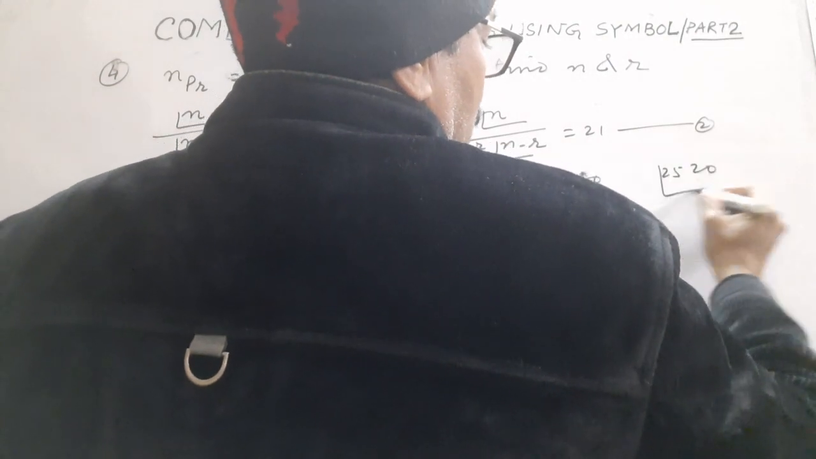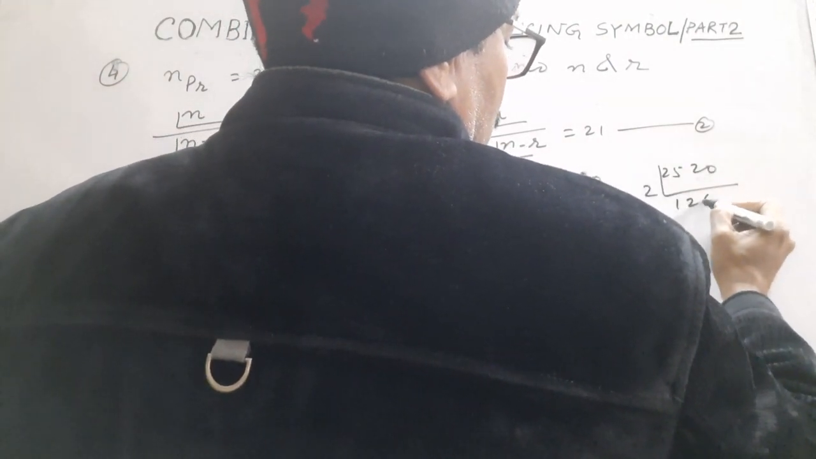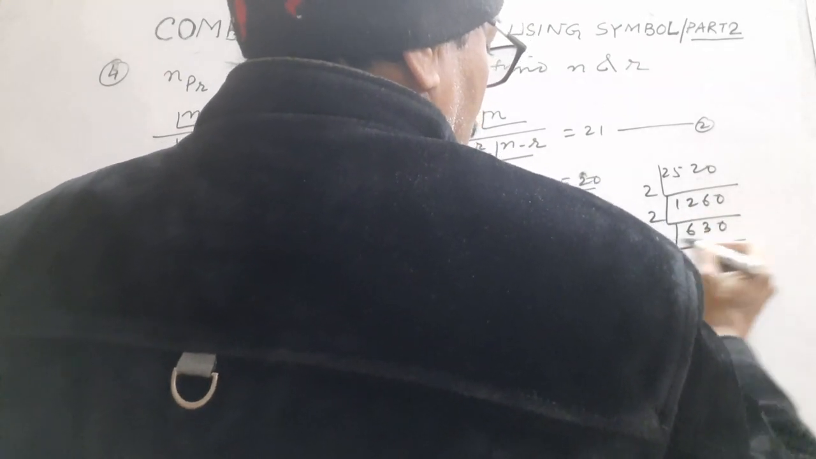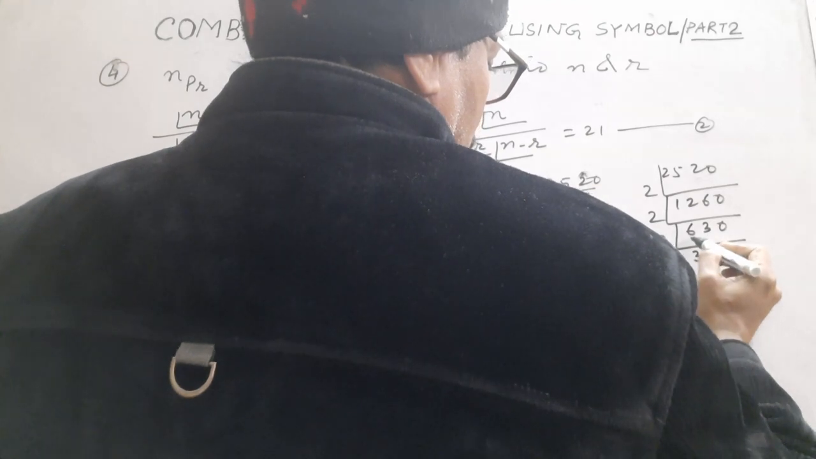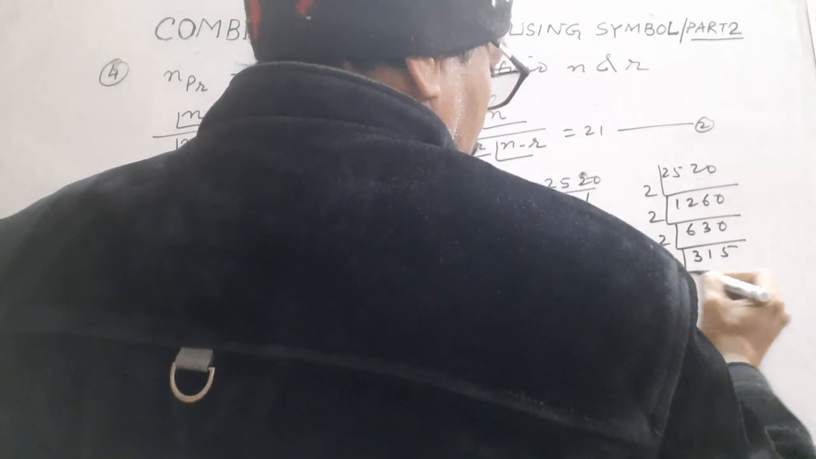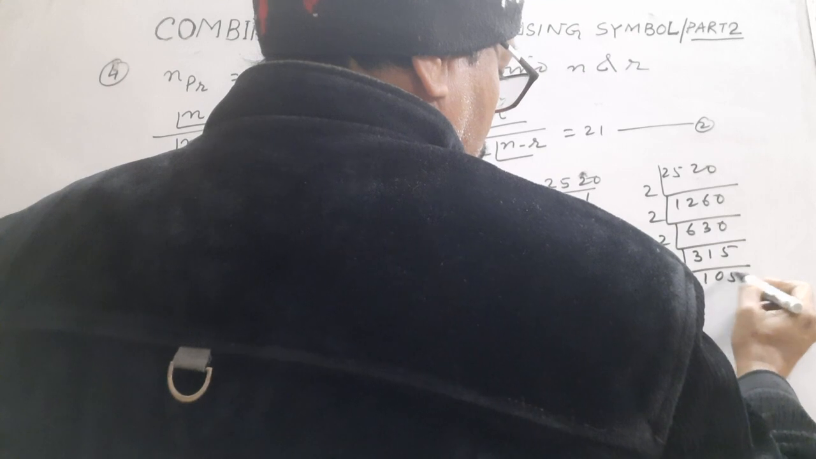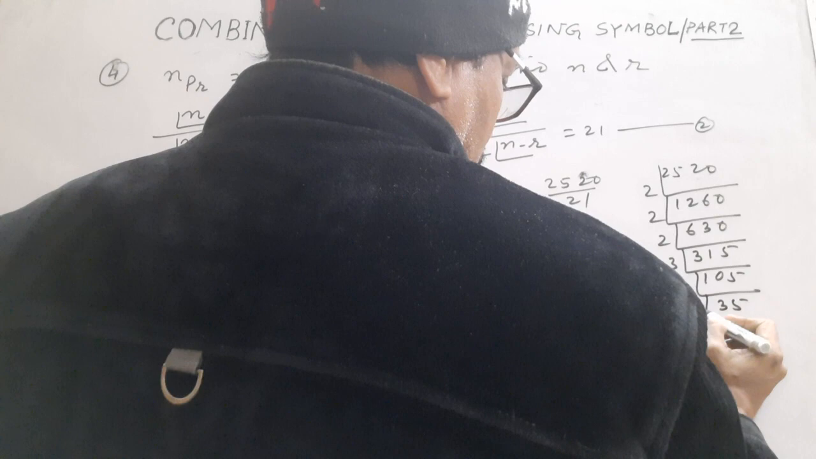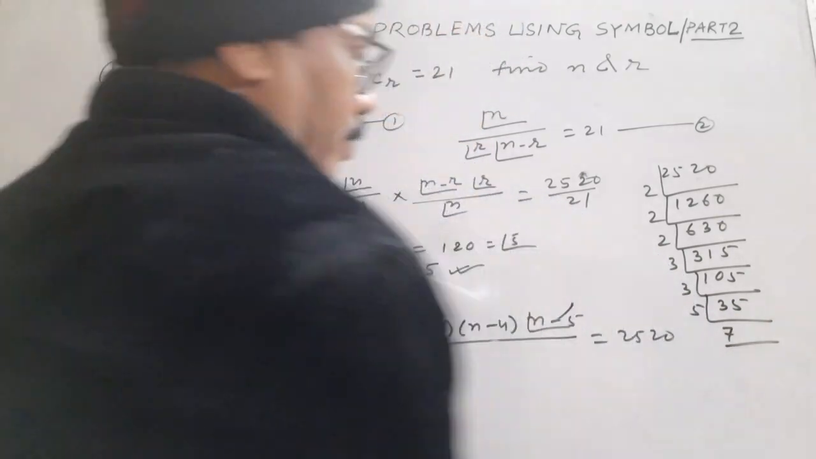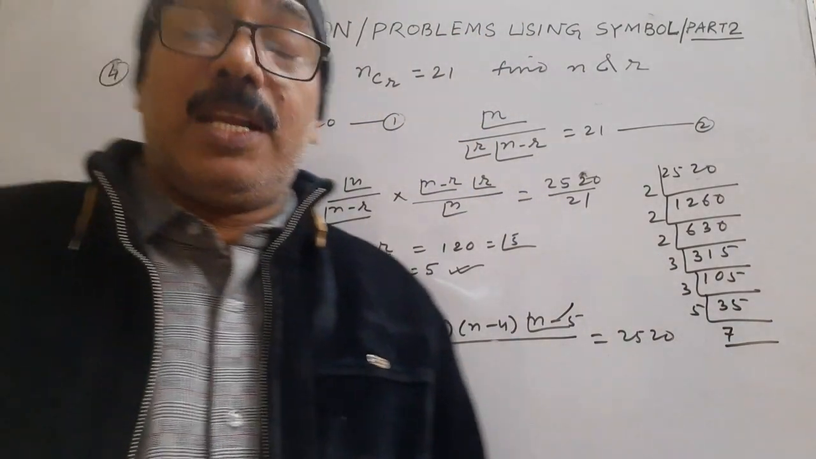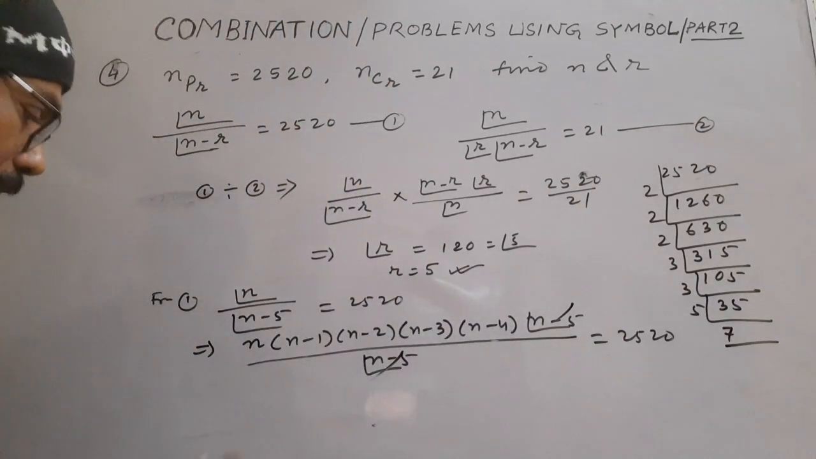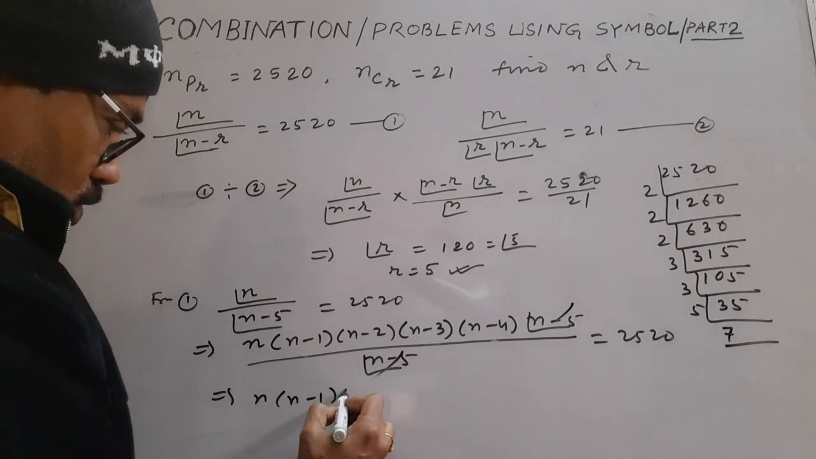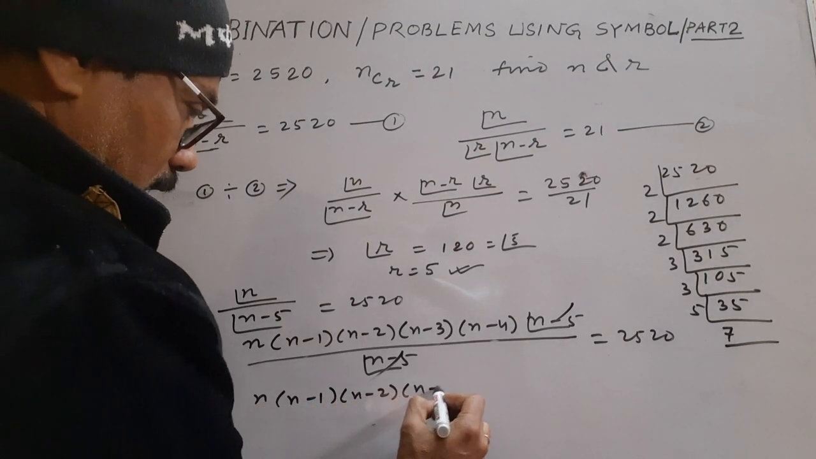So 2520, 1260, 630, 315, 105, 35, 7. Now our main aim is to express this right hand side in terms of 5 consecutive integers.